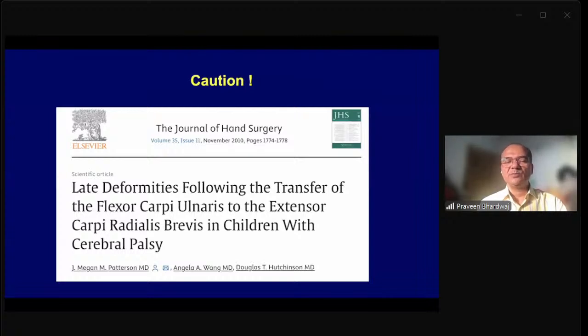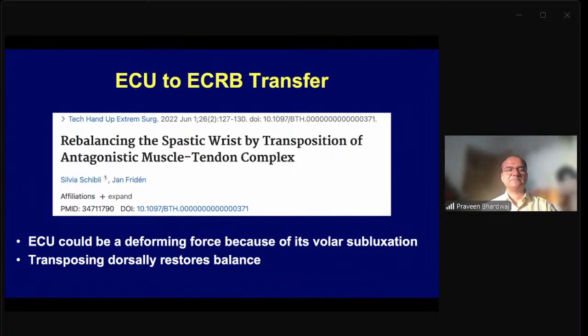This has been reported in the literature in this paper, where there was a very high incidence of developing a wrist extension deformity. The ECU to ECRB transfer has been there for quite some time, but this article gives very nice scientific proof and evidence for why the ECU could be a good transfer, because it was found that the ECU in most of these patients with flexion ulnar deviation deformity has a volar subluxation, and it starts acting like a flexor. When it is acting like a flexor, it is a deforming force, and removing that and putting it on to the wrist could actually be a very logical solution.